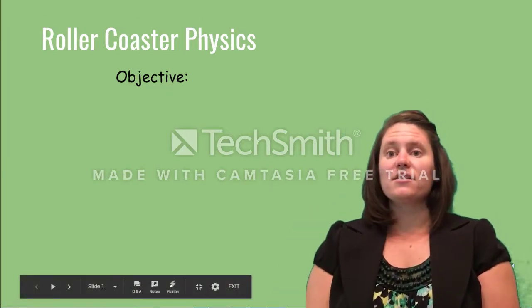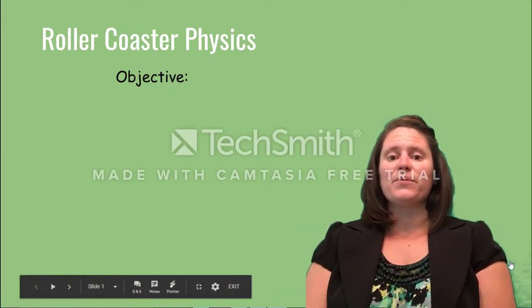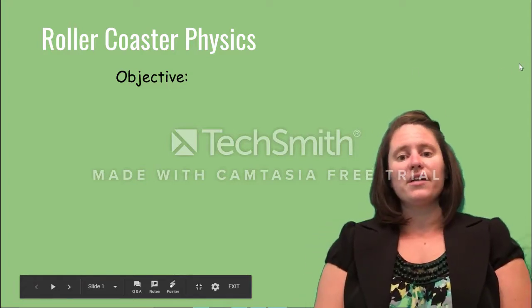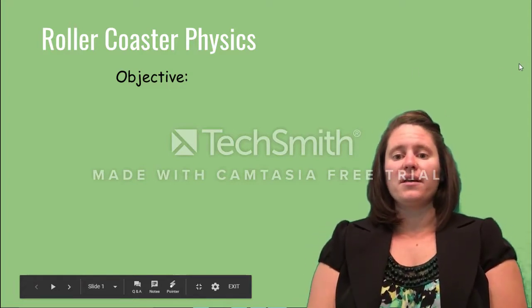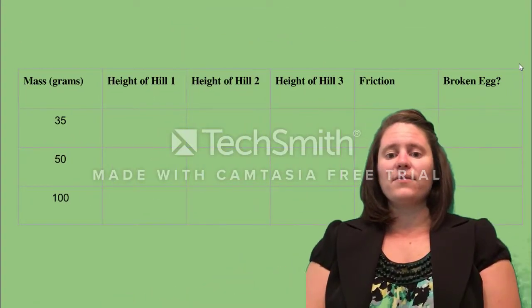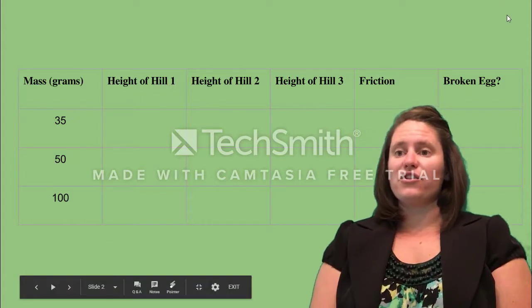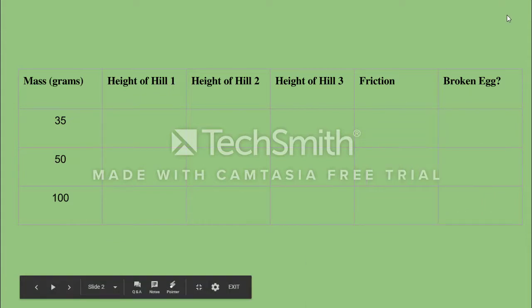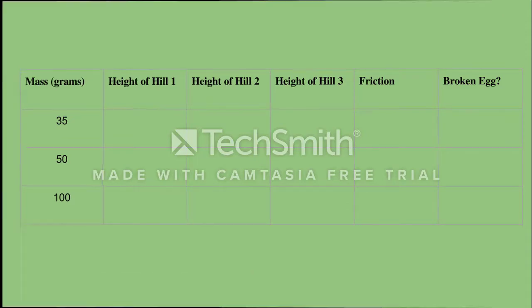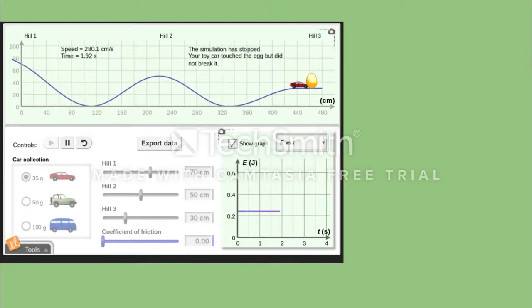Your objective today is to use the Gizmo to explain the variables of motion as the car travels, including potential, kinetic, and total energies, by manipulating the heights of each hill along with the mass of the car and the friction on the track. Let's start by copying the data table that you see on the screen into your science notebook. Make sure you leave space to record data as we go through the Gizmo.